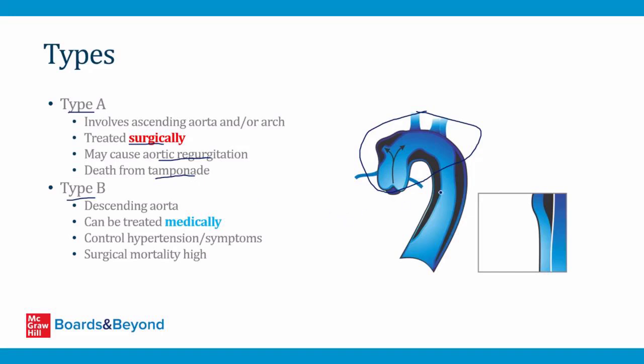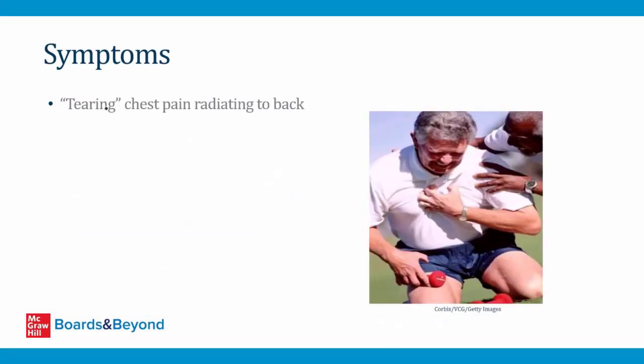Type B dissections involve only the descending aorta. These are usually treated medically. Most patients who have these types of dissections have severe hypertension when they present, so you control the blood pressure and the dissection will sometimes heal on its own, and that blood will eventually be taken up by the body. We don't usually do surgery for type B dissections because the surgical mortality is very high, higher than the mortality from medical therapy.